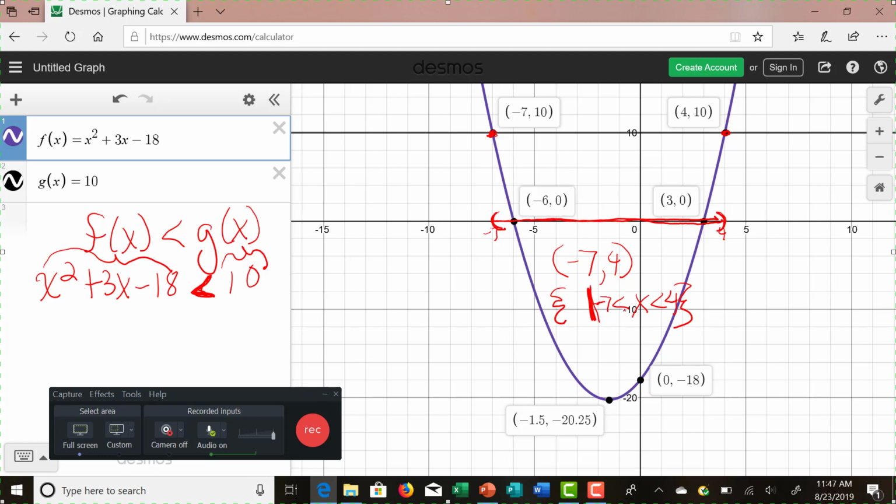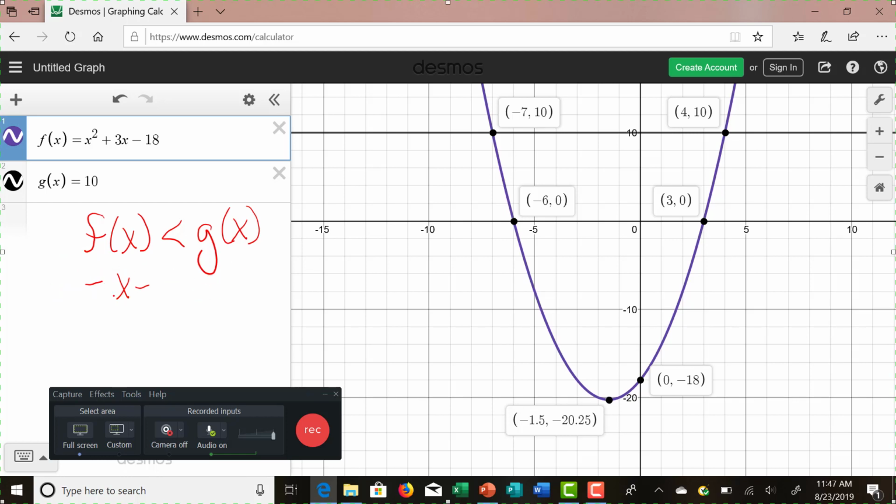Now, what if we change this slightly? It's going to be the same picture, the same idea. However, instead of wanting to know when f of x is less than g of x, what if we want to know when f of x is greater than or equal to g of x? Now we want to know when the quadratic of x squared plus 3x minus 18 is greater than or equal to the 10, which is g of x.